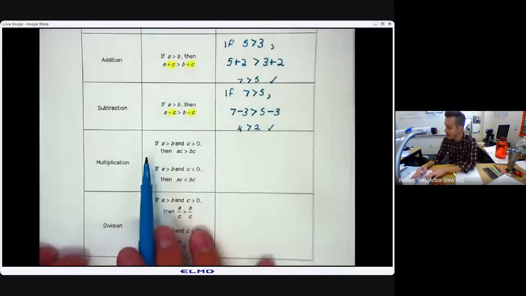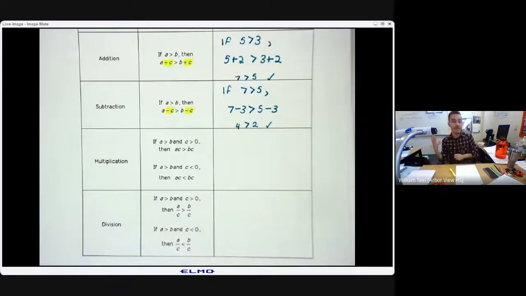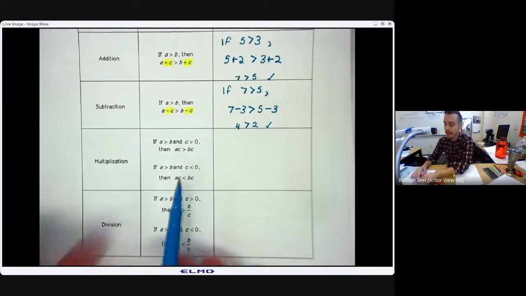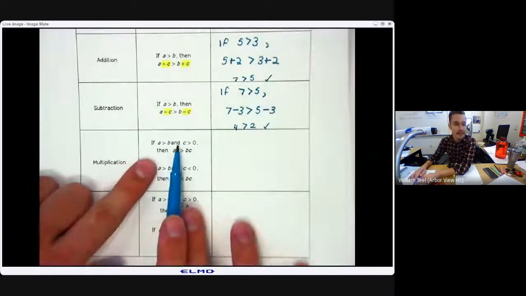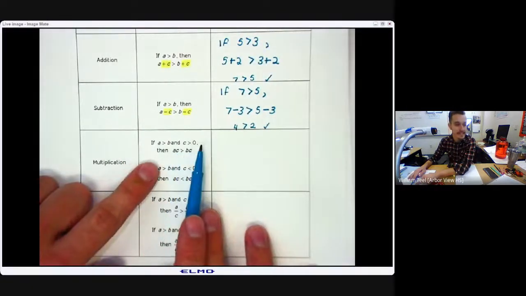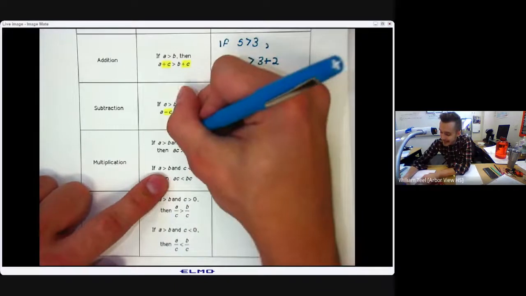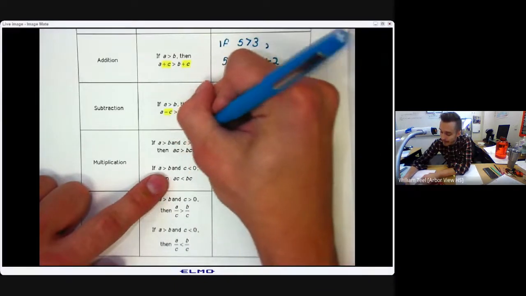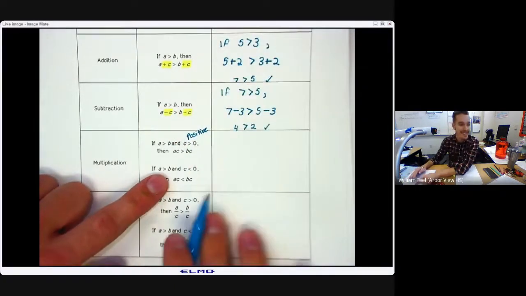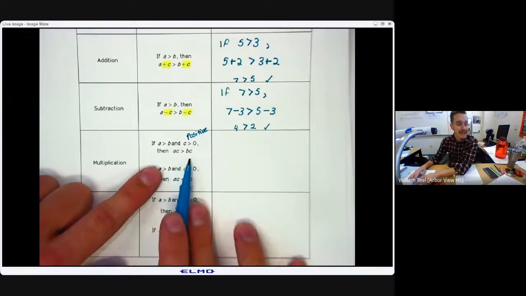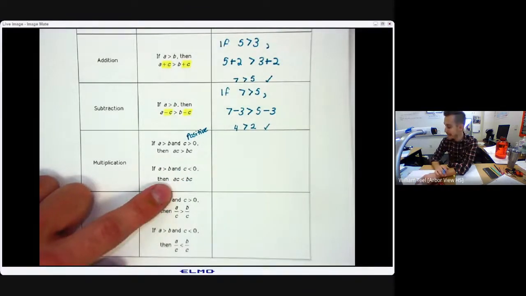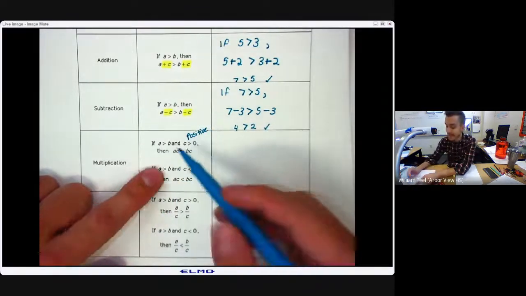Now moving down to multiplication. So there are a couple of different conditions for the multiplication property of inequalities. So the first condition, if A is greater than B and C is greater than 0, so essentially if C is a positive number, because all numbers above 0 are positive, then A times C is greater than B times C, okay? So let's take a look at this.